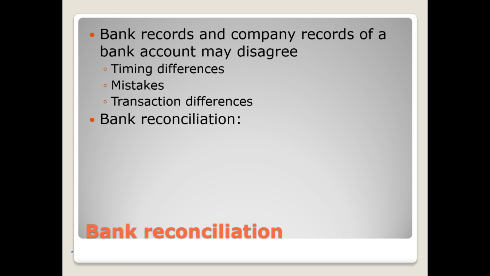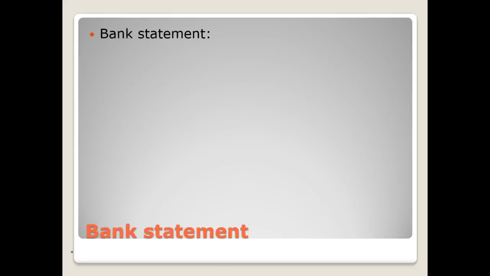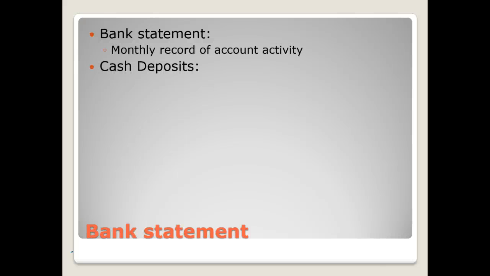So every month, a company should take their bank statement and do a bank reconciliation, which is the process by which the differences between the accounting records of the company and the records of the bank are harmonized. Now, what kind of info is found on the bank statement? Well, it's a monthly record of what happens in your bank account, according to the bank.